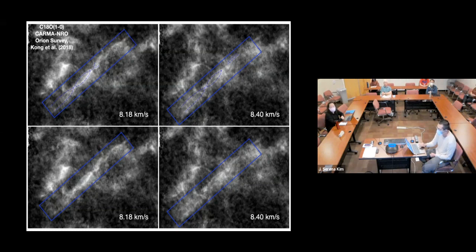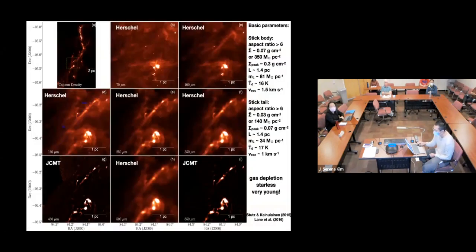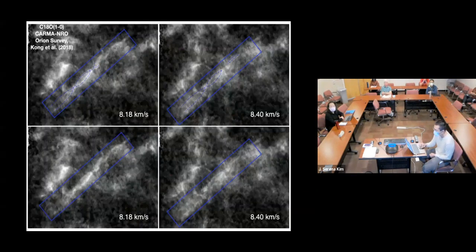I'm sorry to interrupt. There was a question in the chat that asked, where is the boundary between the body and the tail? In this one, yeah. So this is the body, I think, and then the tail is to the lower left. Yeah, this one is the body.